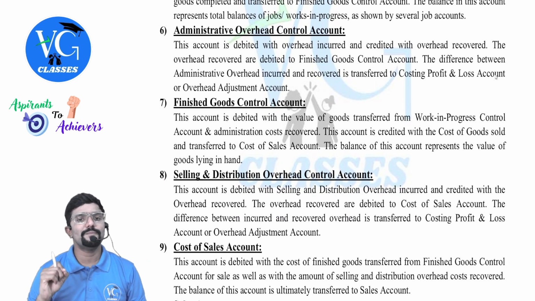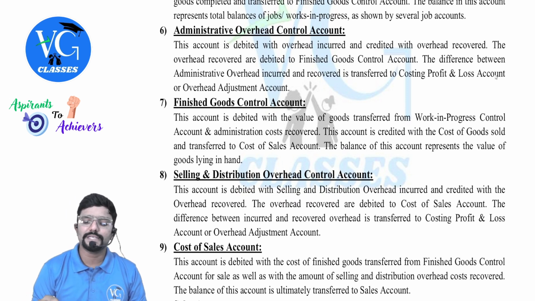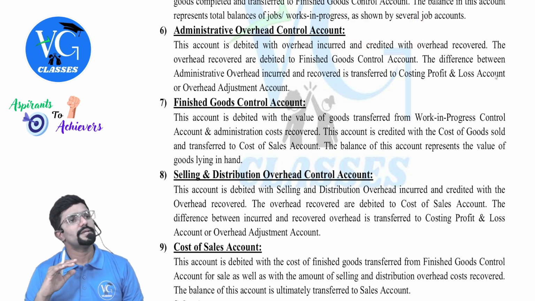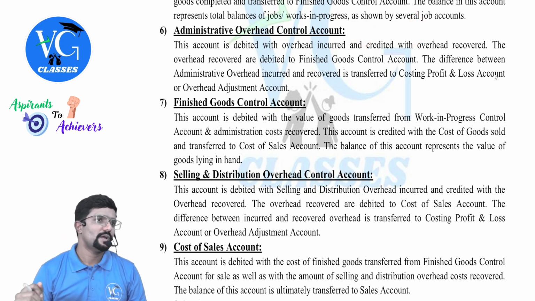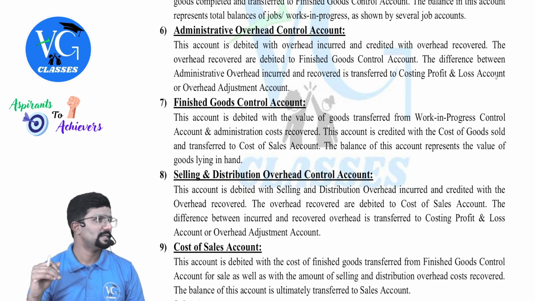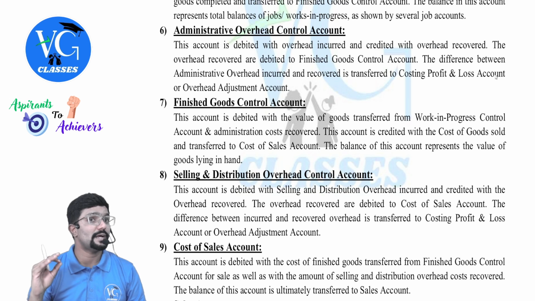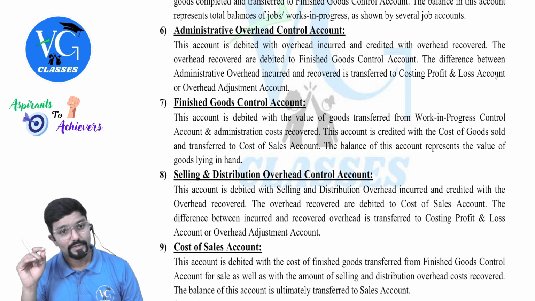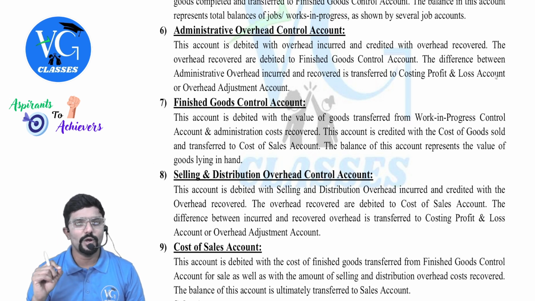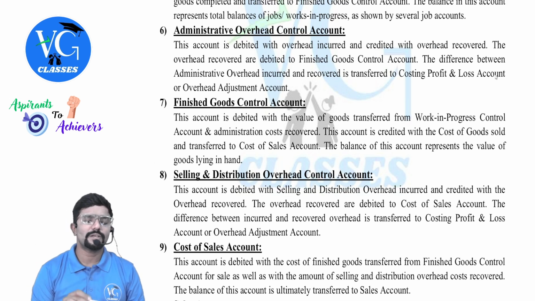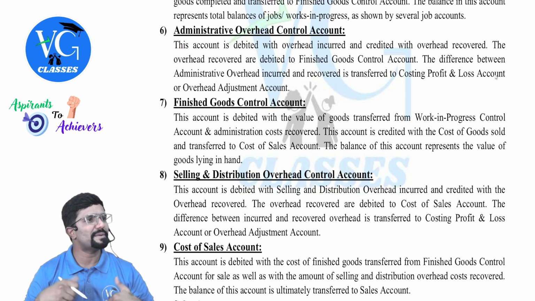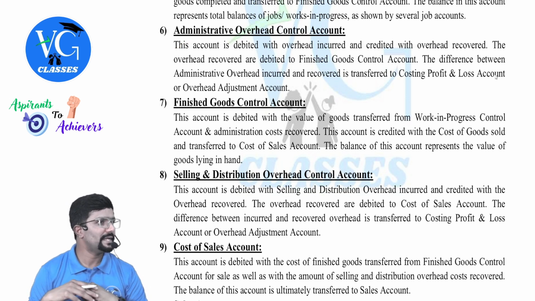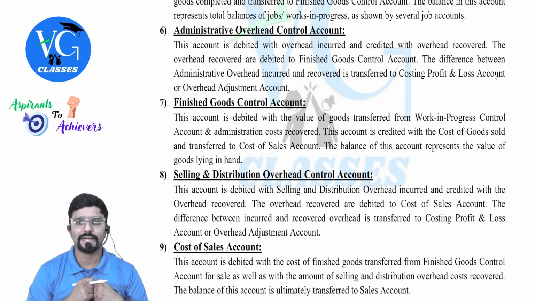Next, coming to administrative overhead control account. Guys, always considered to be general. It will always come after COP, but before COGS. Listen, after COP, but before COGS. This account is debited with overhead incurred and credited with what? Overhead recovered. And this account will also be debited with any indirect material or indirect wages received.